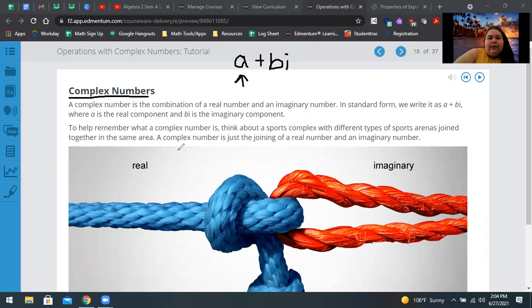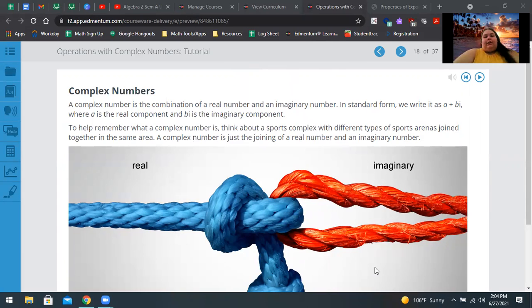Your a is your real part. bi is your imaginary. You have to have both. Both must be included. If you only have one of them, then it's not considered a complex number. So again, complex numbers contain a real part and an imaginary part. Again, make sure you have those in your notes because it comes in super handy.